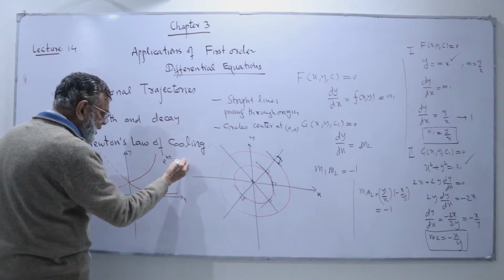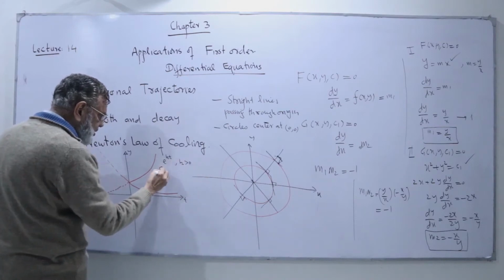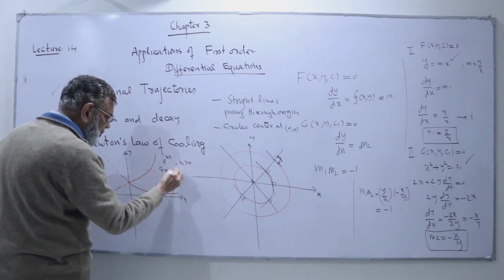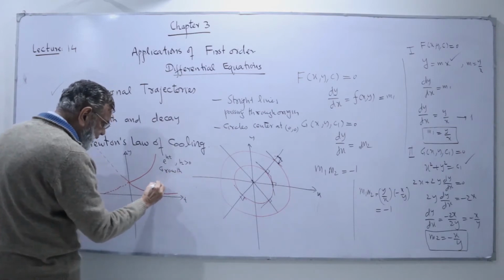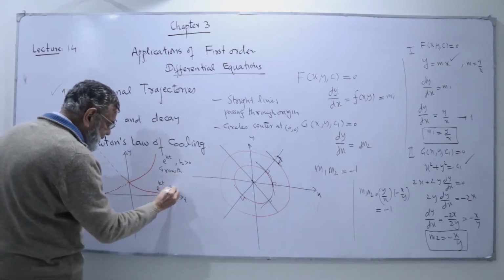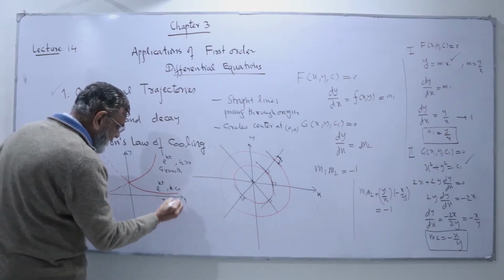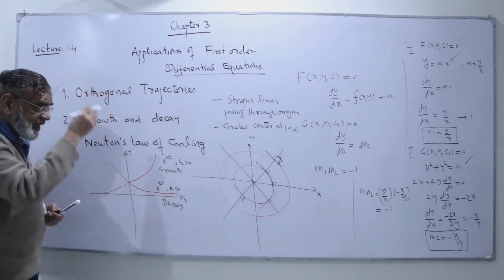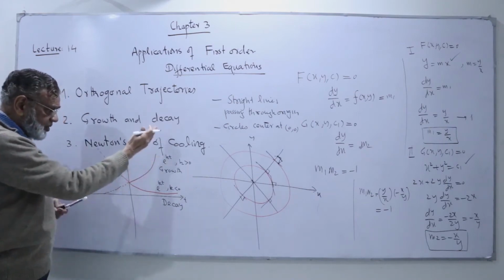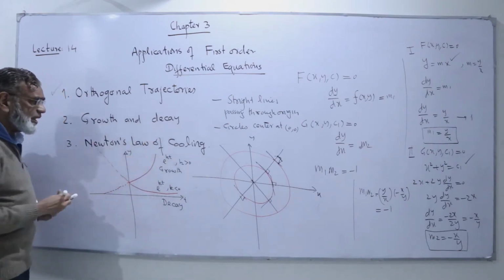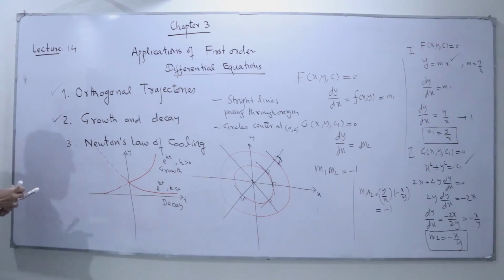Here I say k is bigger than 0. We say this is growth. And here also e to the power kt, but k is less than 0. We say this is decay. So we will find the solution such that if k is bigger than 0, we have growth, and if k is less than 0, we have decay. Then there is Newton's law of cooling. Newton's law of cooling is like that.